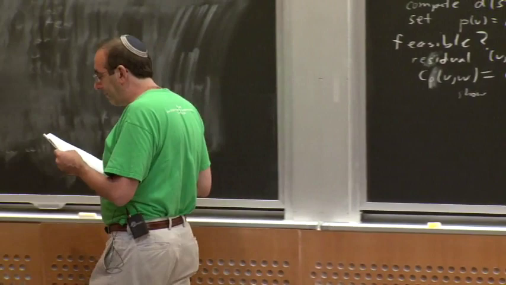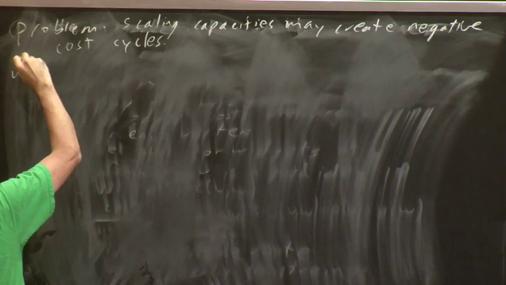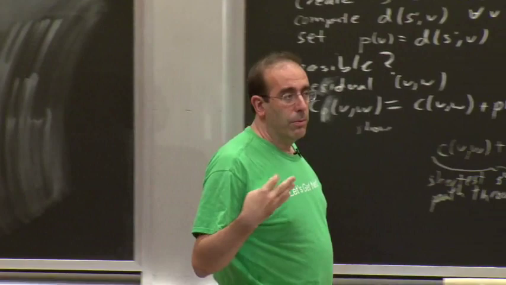So what are we going to do about this? Well, let's think about those negative edges that are created, or those negative cycles that are created. In order to create negative cycles, we have to create negative edges, right?